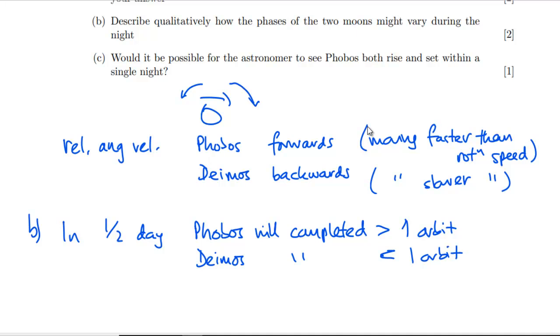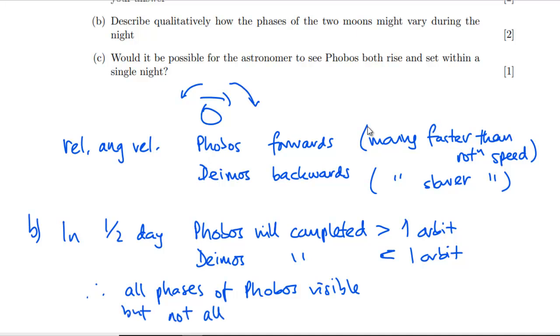So that means we're going to see all phases of Phobos visible. The phases of these moons just depend on the relative position. If you've gone through every single relative position in the orbit because it's done a whole orbit, then you're going to see all of the phases, but not all phases of the other. All phases of Deimos. There we go.